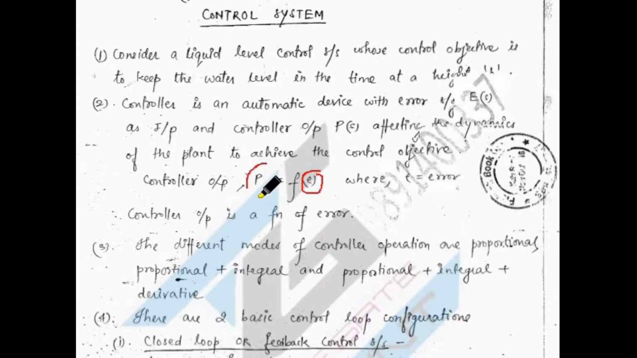It means that your control signal P is a function of your error. This is f of e. This is a variant, and this is a variable. So your control signal totally depends on your error signal, right? Now we'll move towards the respective block diagram for this system.